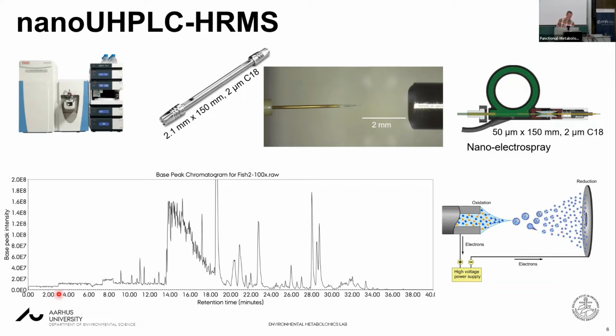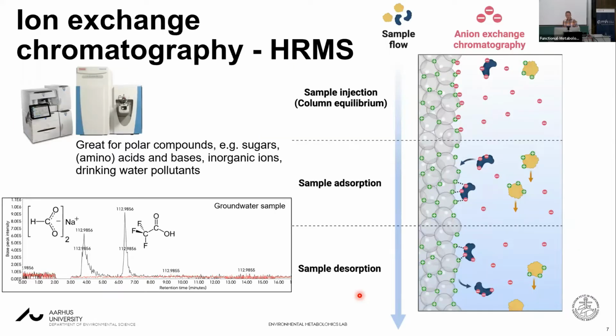This is a typical chromatogram you get out of this. This is a base peak chromatogram for a fish, where you get a lot of peaks and a lot of information. The other system we applied here is an anion exchange system. This is the column, and then you have the flow path of your mobile phase here, and this is the stationary phase that is positively charged.